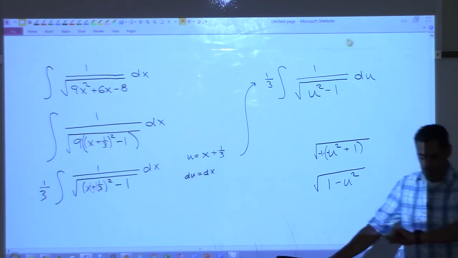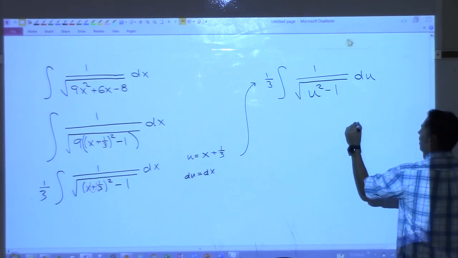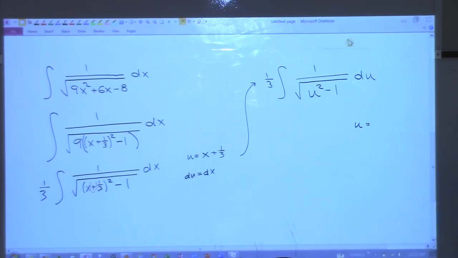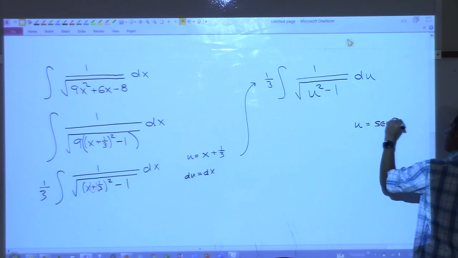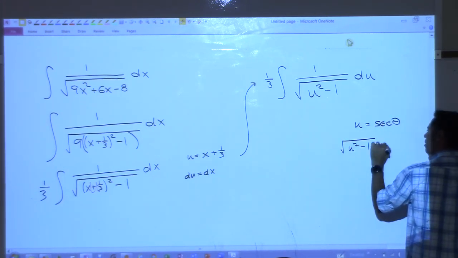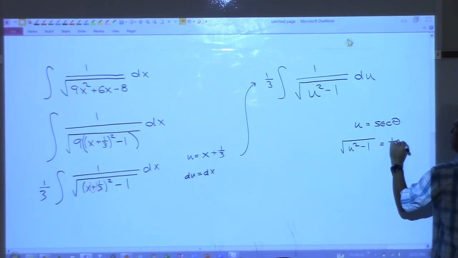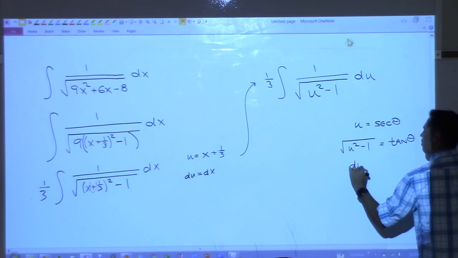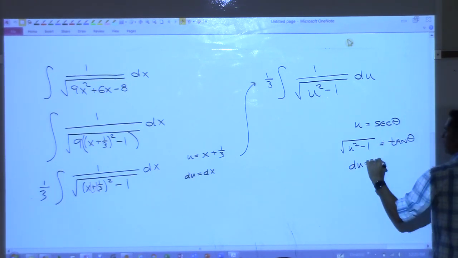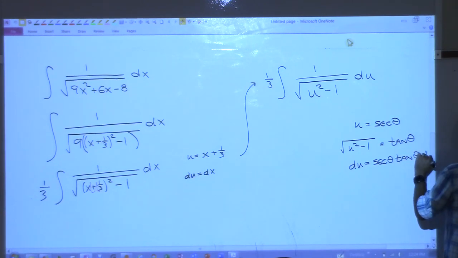Okay, so trig sub. What's my trig sub going to be here? Secant theta. Then what does the square root of all that stuff turn into? Tangent theta. And then what is the derivative of u going to be? Secant theta, tangent theta, d theta.